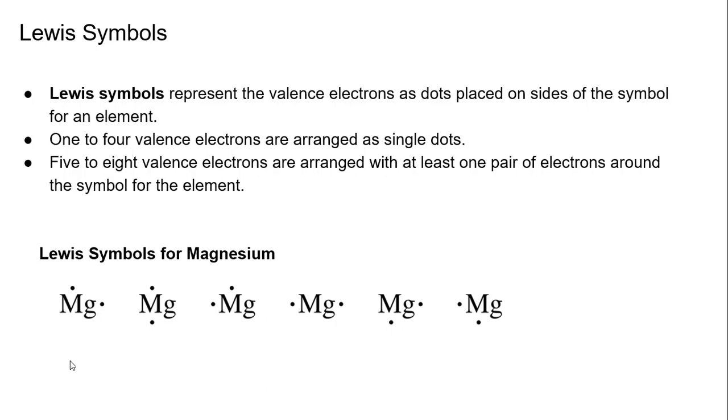You have to show the valence electrons as dots around it. It doesn't matter how you show them as long as you don't show them paired up. So as you can see, there's different types here. I tend to draw them like this, but it doesn't matter. You can do them as any of these.